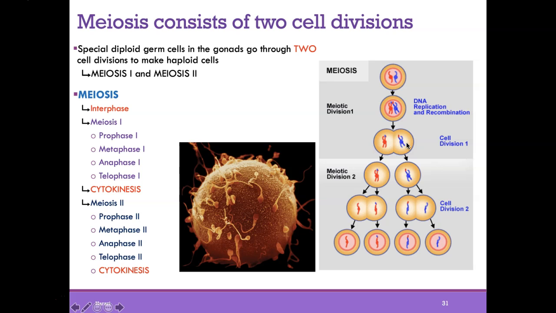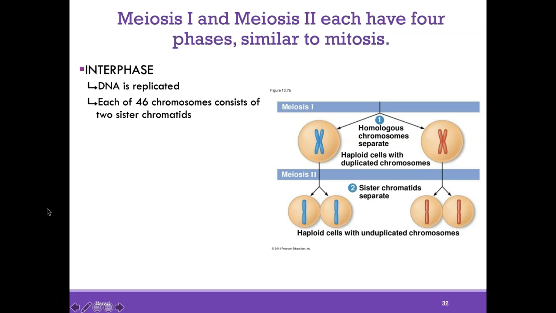So once the cell divides, they're not going to duplicate DNA again. Therefore, we're going to get half the amount of genetic information that we started with after meiosis II is complete. So let's just go through an overview of what we're going to see in meiosis I and II.